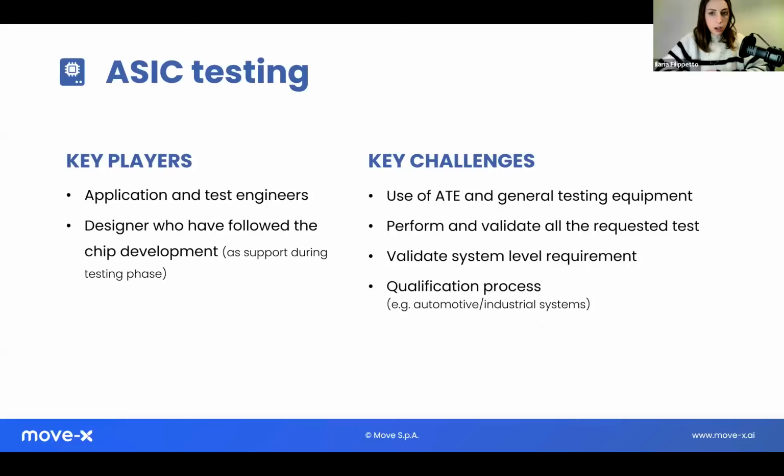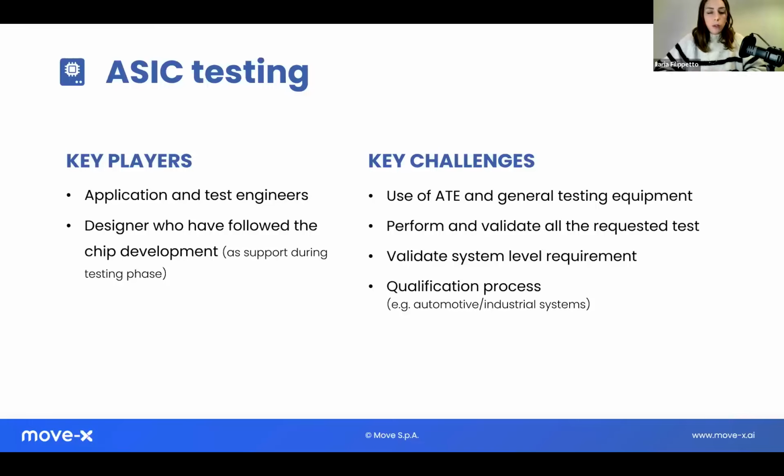and when the first chips are ready, the foundry sends them back and we can begin the ASIC testing phase. During this phase, the application and test engineers perform and validate all the requested tests, and they are also supported by the designers who have followed the entire chip development. The tests can be for system level requirements, but also tests for qualification processes, for example, for chips that are used in automotive or industrial systems.